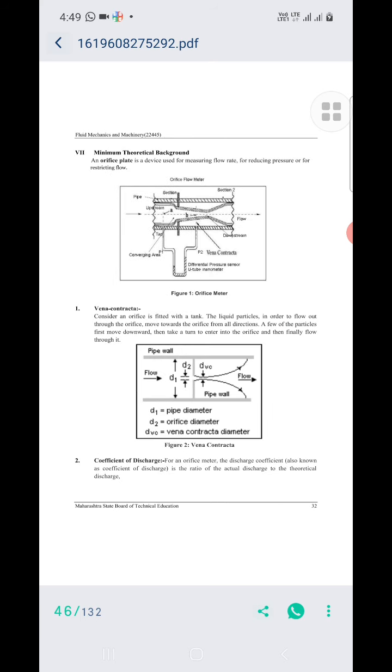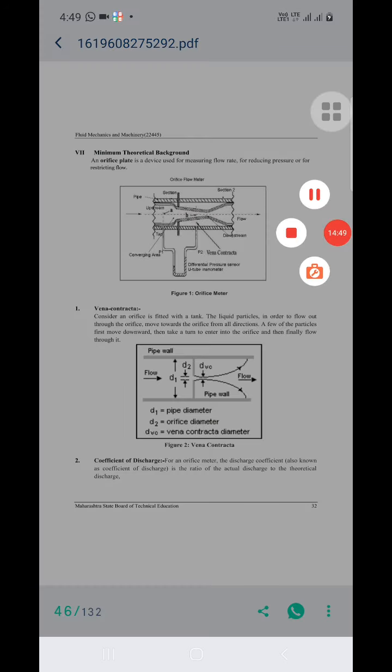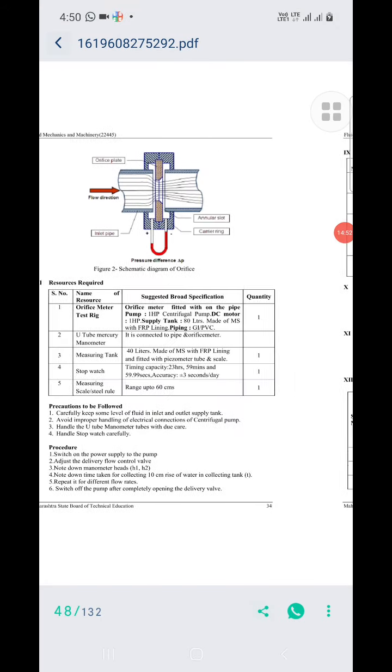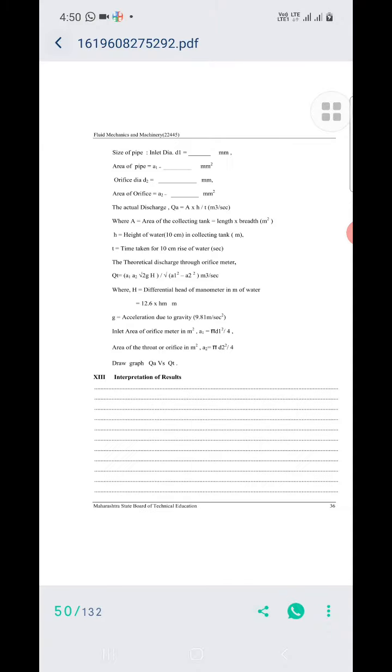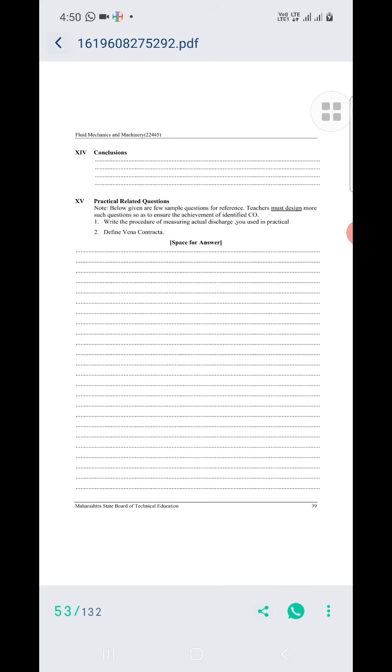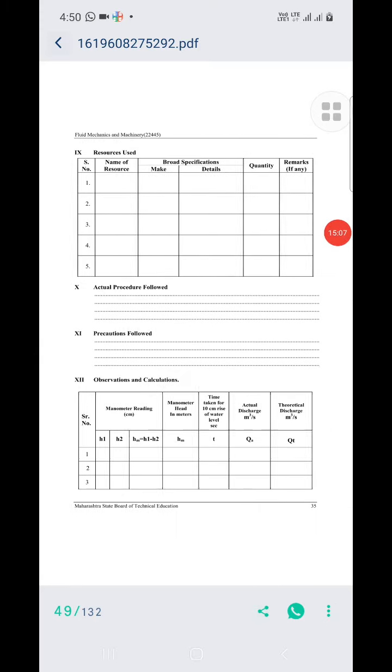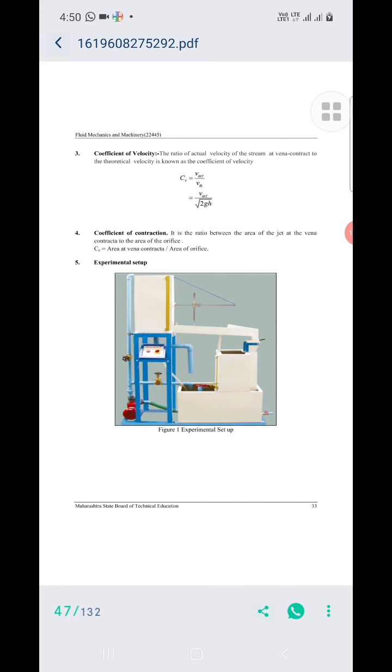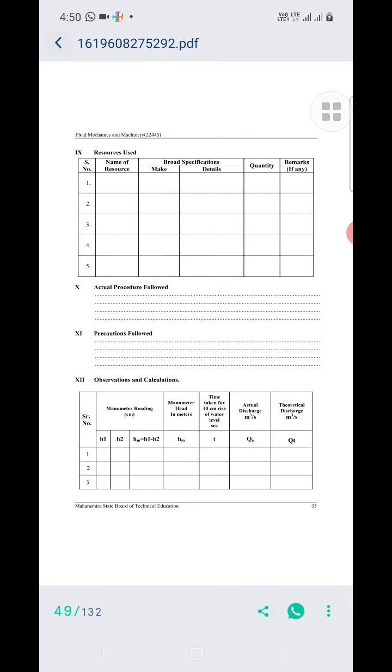Next, minimum theoretical background: the orifice meter. Then the vena contracta: consider the orifice fitted with the tank; the liquid particles, in order to flow out through the orifice, move toward the orifice from all directions. The particles then move downwards. In this way we complete the conclusion. The conclusion is a graph. The next question is to define the vena contracta and write the procedure for measuring actual discharge. In this way we complete the experiment. Thank you. Take a reading and explain the procedure.